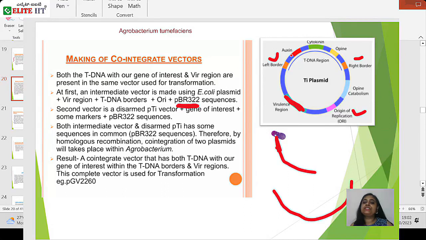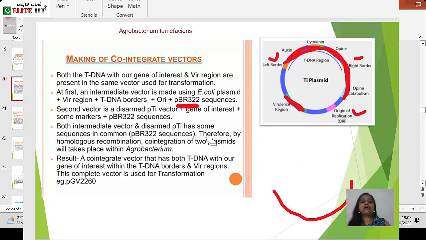Okay, so in this case, this part is not present, I think. The auxin cytokinin tDNA is not present. Instead of that, what is present? I think in this position there will be pBR322. Now, the second vector is a disarmed pTi vector. Okay. So in this case, the second vector, pTi vector, plus gene of interest, plus some markers, plus pBR322 sequence. So in the next vector, what is present?